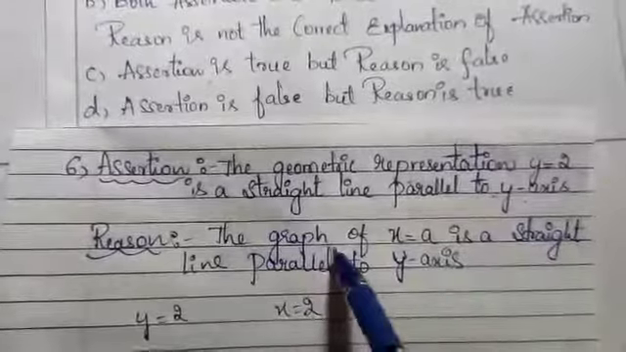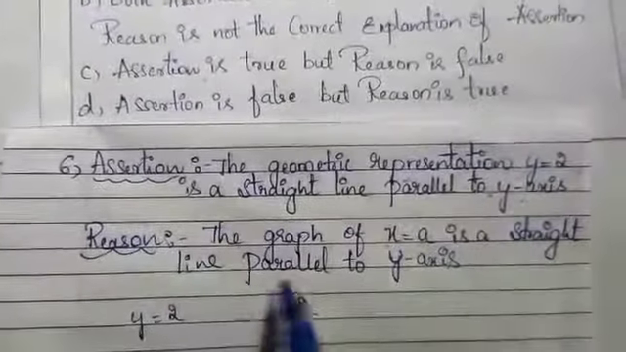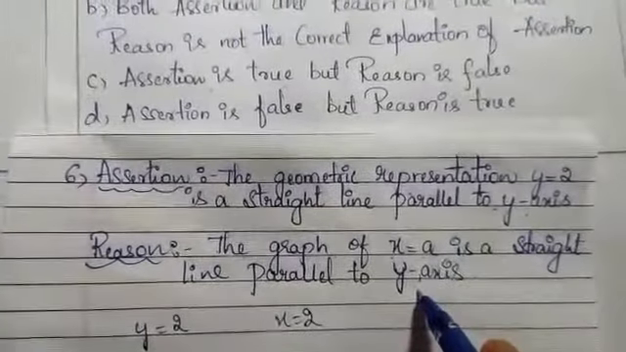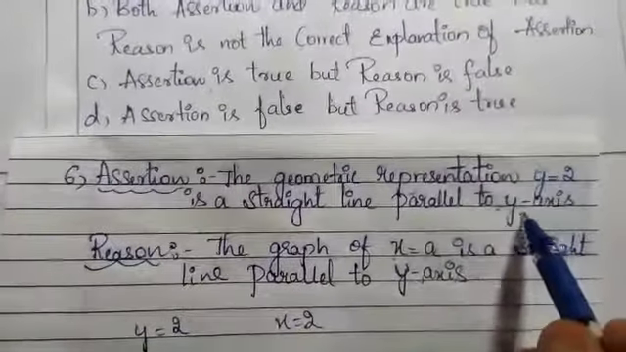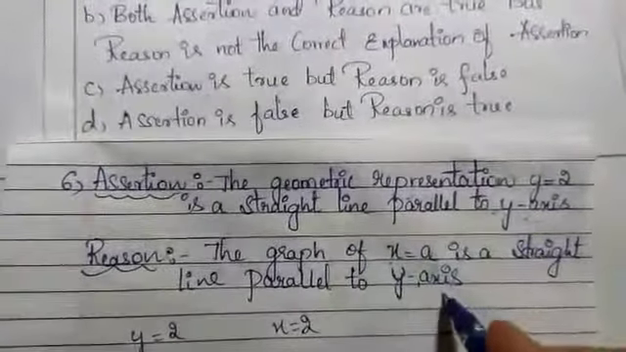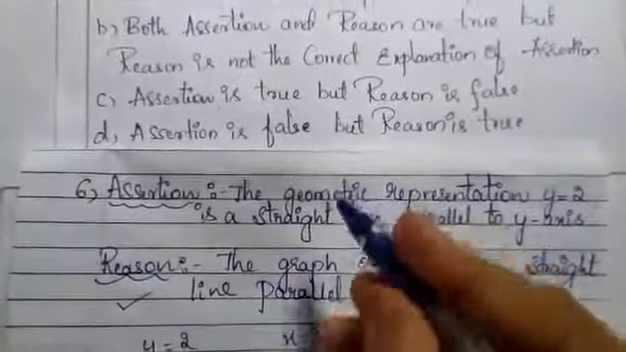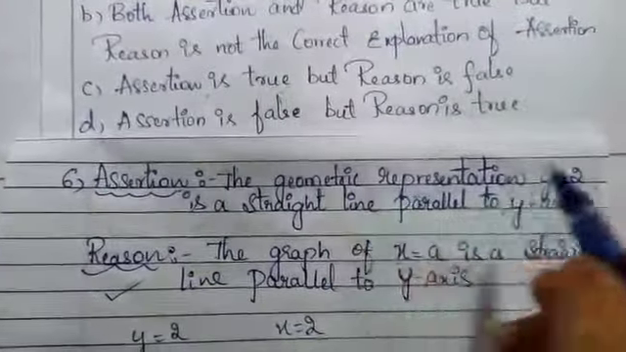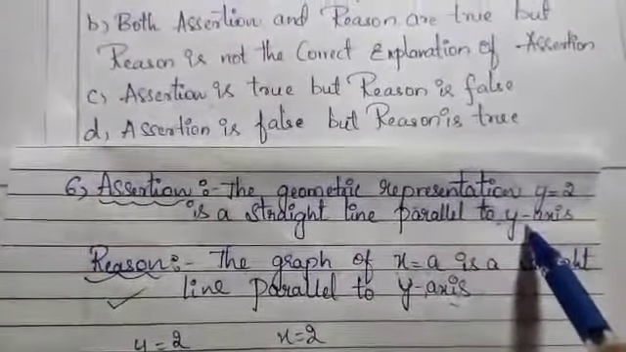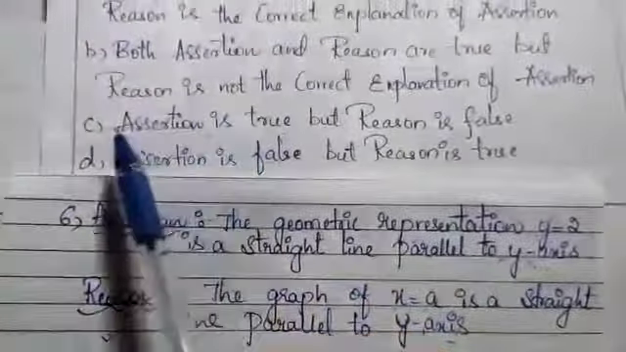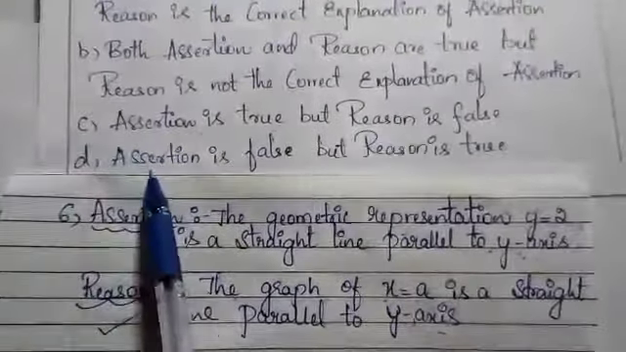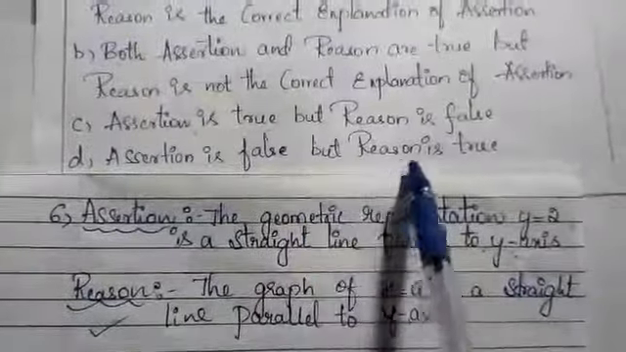So that means the graph of x equals a is a straight line which is parallel to the y-axis. If the x value is given, the graph will be parallel to the y-axis. If the y value is given, the graph should be parallel to the x-axis. By seeing this, you can observe the reason is true here, but the assertion which is given is wrong. What should be the correct one? It is a straight line parallel to the x-axis. So according to that, what is the option you are going to write here? You can see option D: assertion is false, but reason is true.